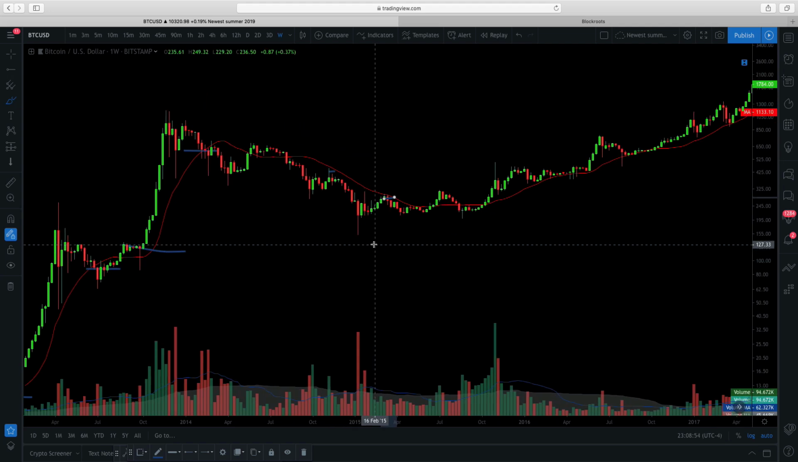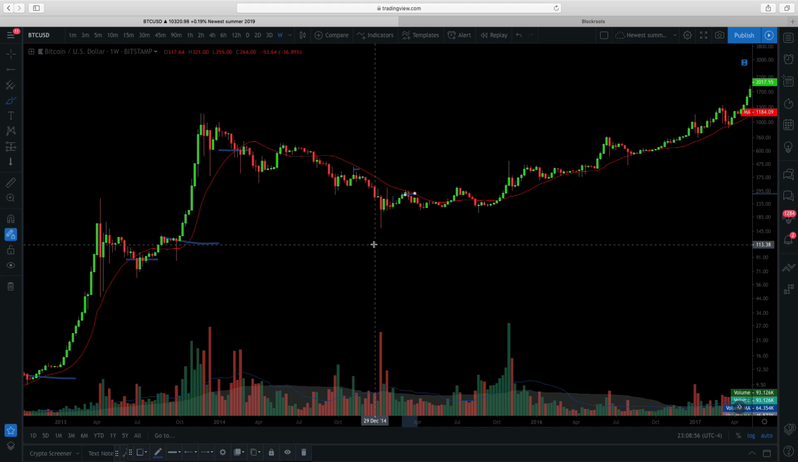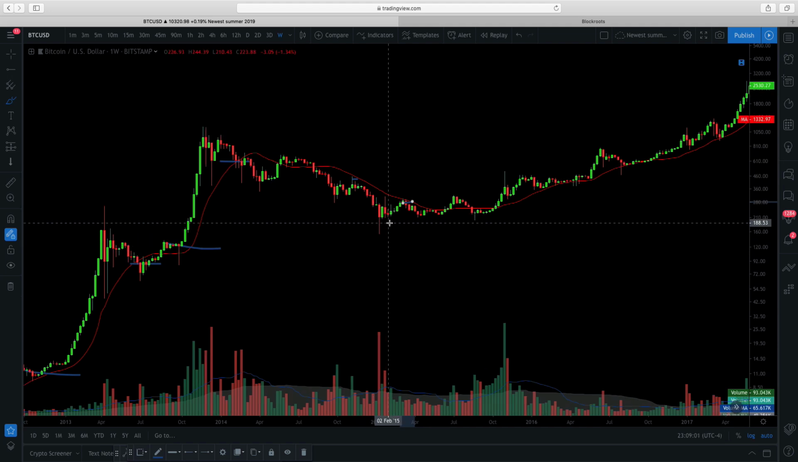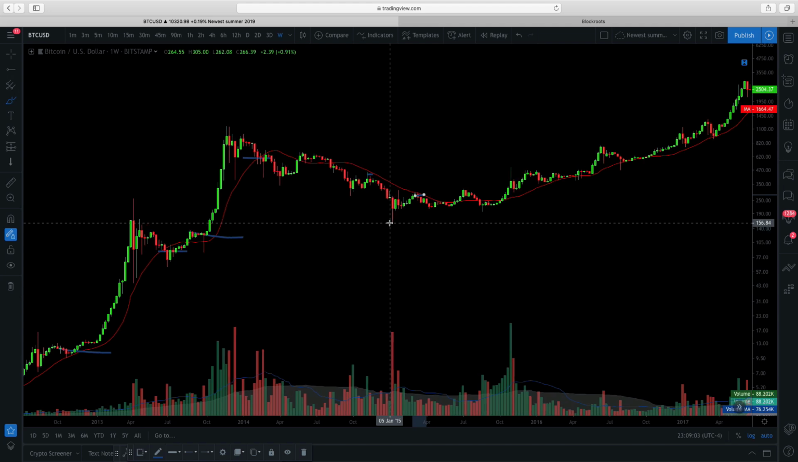Now, there's a lot of different definitions for a bull or bear market. Generally, it's the trend is going down or it's going up. This should be clear. We're moving sideways when we're getting accumulated. We're moving up in a bull market. We're moving down in a bear market.